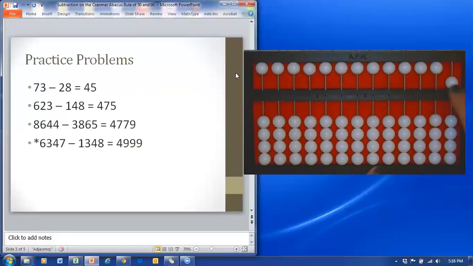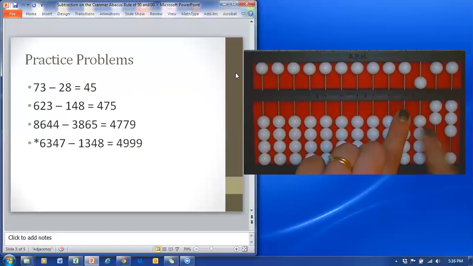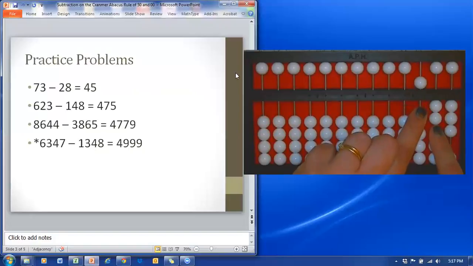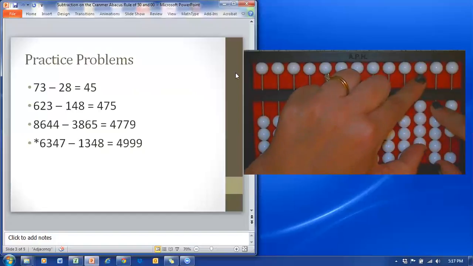The next example, 623 minus 148. We're going to set 623. And now I'm going to subtract 148. We'll go ahead and subtract the 100. Now in the tens column, I need to subtract 4 or move 4 away. So I'm going to move 1 away, 2 away in that tens column. The next place I can move away is that 5 bead. So 3 away as I return the beads below it and in my current position. Continue counting, subtracting the 4th bead away.